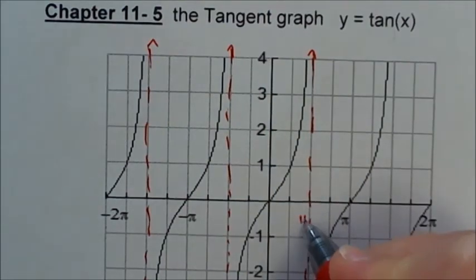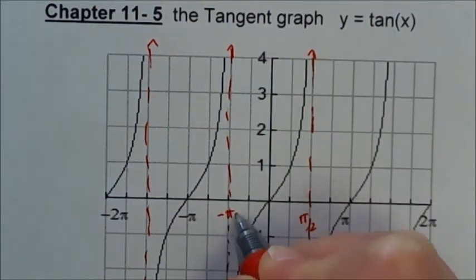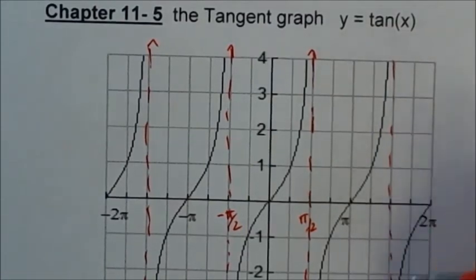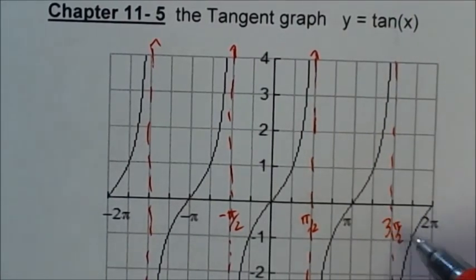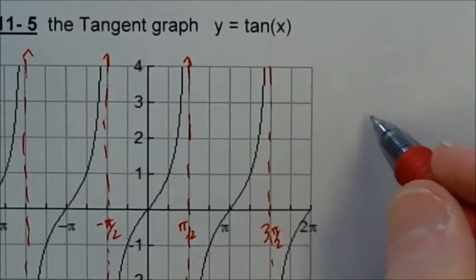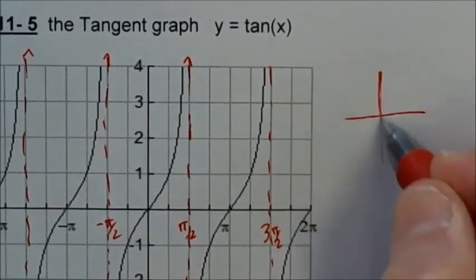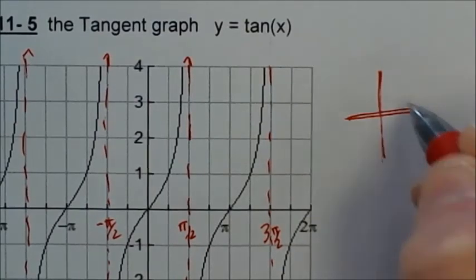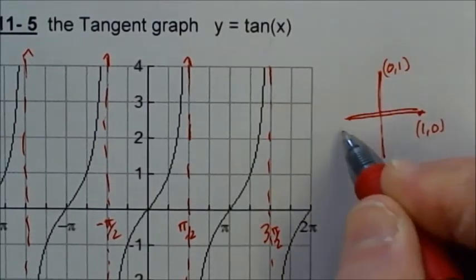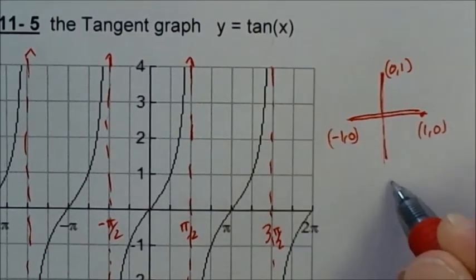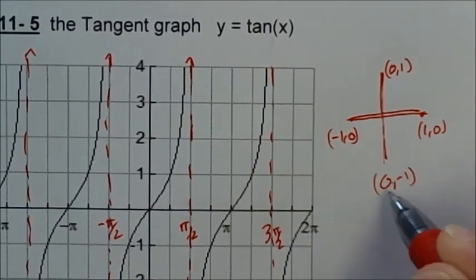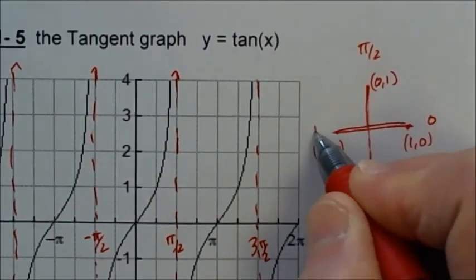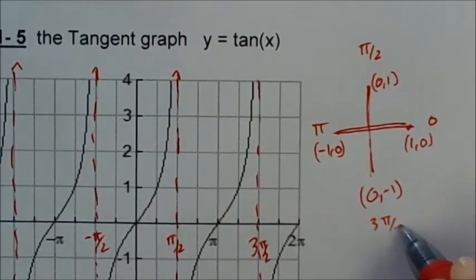This asymptote is at pi over 2. This one negative pi over 2. And here we have it 3 pi over 2. And why is that? If we look at the unit circle, just a quick sketch of the unit circle, 1, 0, 0, 1, negative 1, 0, 0, negative 1, and our radian measure 0, pi over 2, pi, 3 pi over 2.